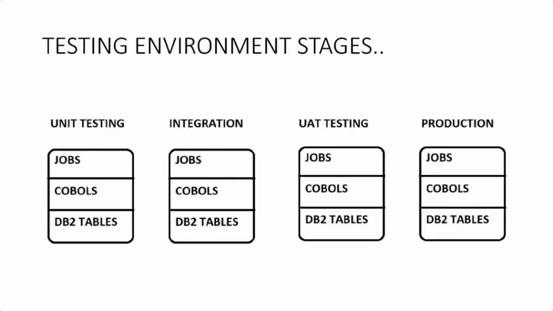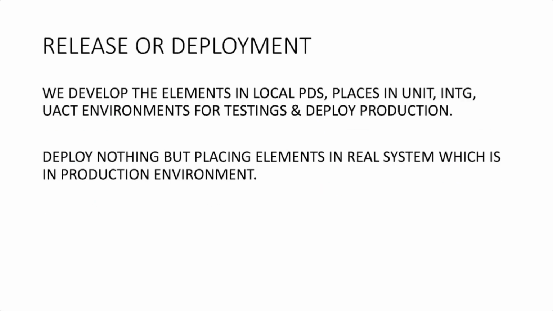So like that we will have three testing environments and one production. So total four environments. So next term release or deployment. We develop the elements in local PDS and place it into the unit environment for testing and an integration environment, then user acceptance environment. For all these testing environments finish their task and we will deploy to the production. Deploy to the production is nothing but placing the elements in the real-time system where real-time project works.